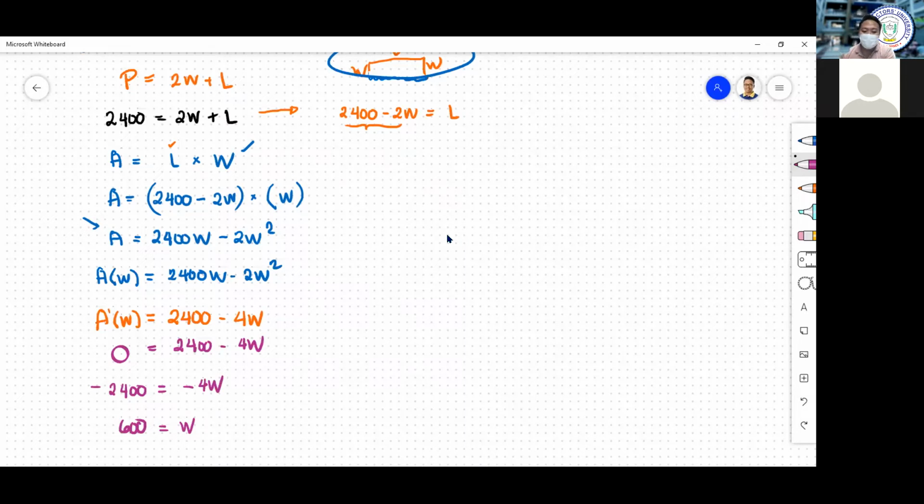Now, remember the theorem I mentioned before: for a specific C, substitute that C in the derivative. If the value is greater than 0, it's a maximum. If the derivative is less than 0, it's a minimum, right? Do you remember that?